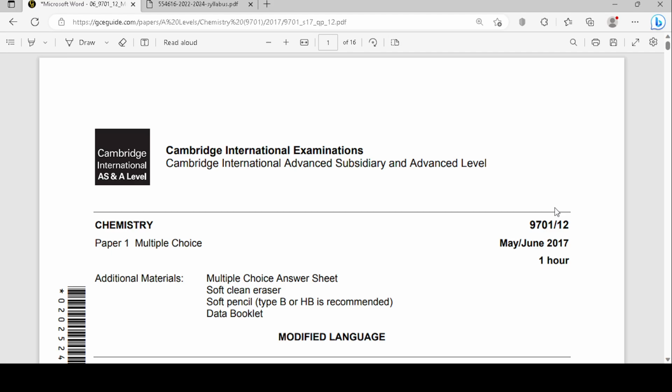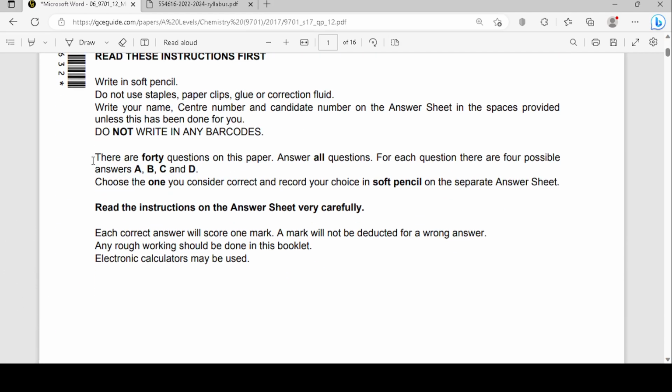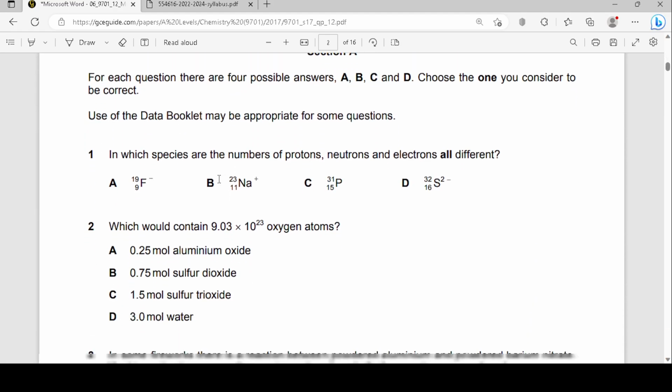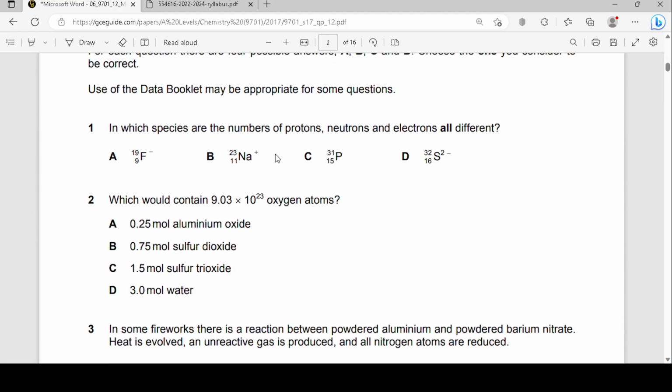So today we're doing May June 2017, paper 129701 chemistry. So let's start. Okay, question number 1. In which species are the numbers of protons, neutrons and electrons all different?